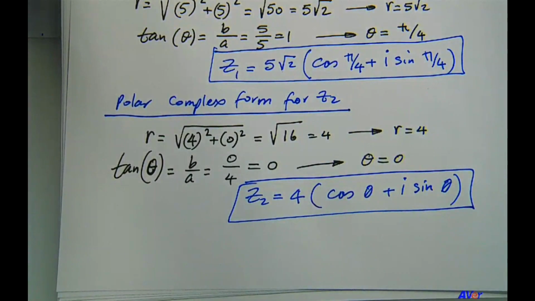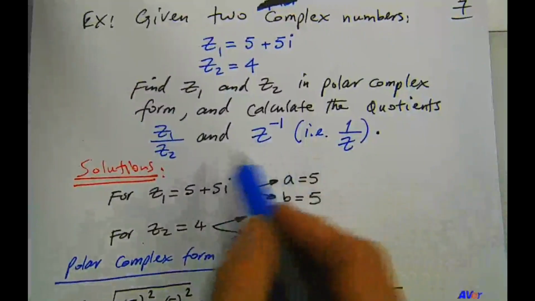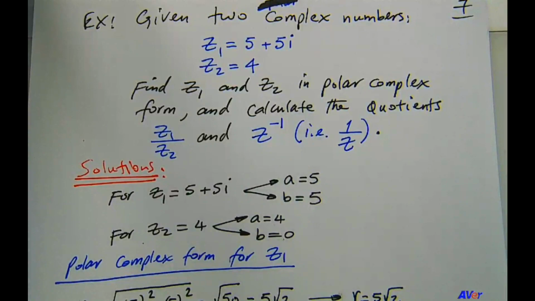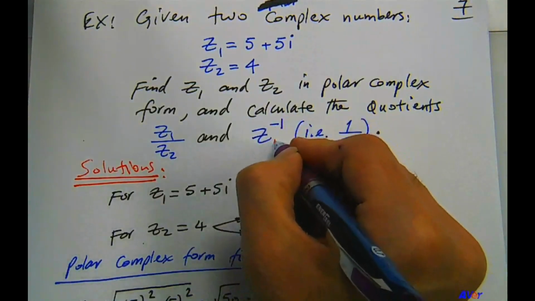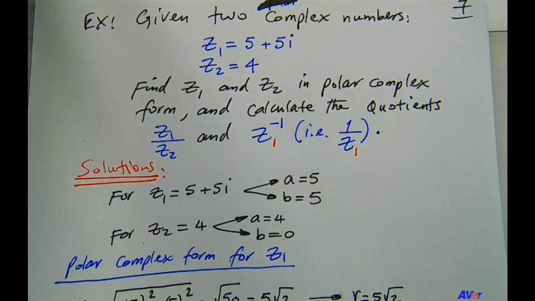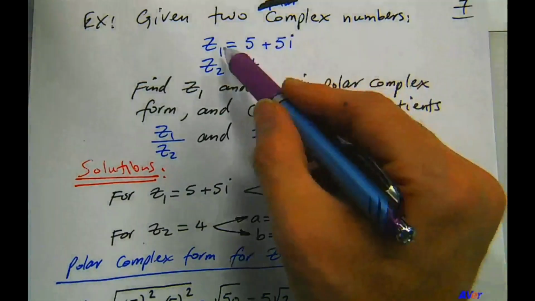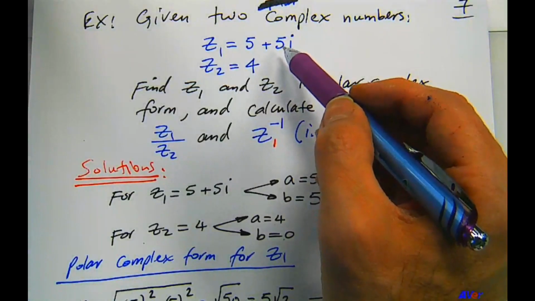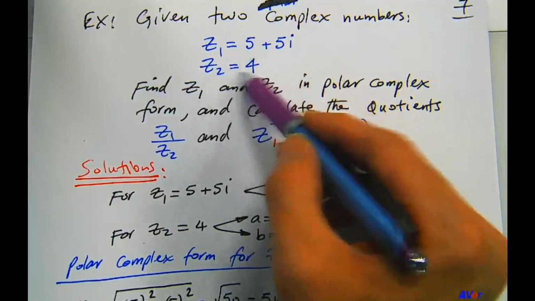Okay, so now that we have the polar complex forms of z1 and z2, they're asking us to calculate the quotient z1 over z2 and the inverse of just z1. So I need to make a correction here. When I wrote the statement of the problem, this should be z1, not z2. So we're just going to find the inverse of z1, the inverse in polar complex form, not that one.